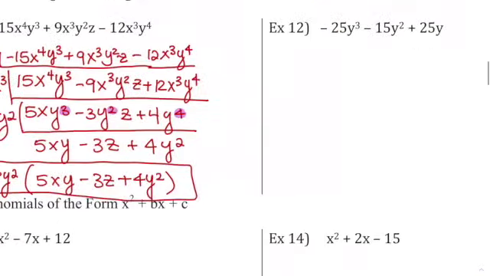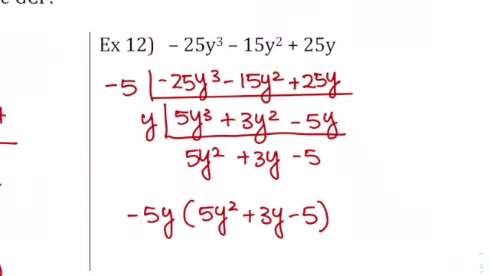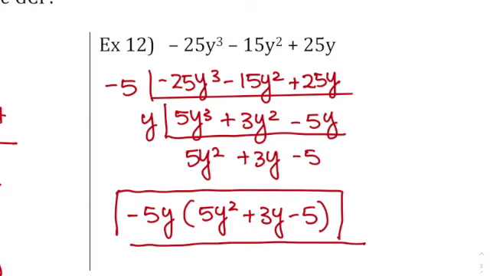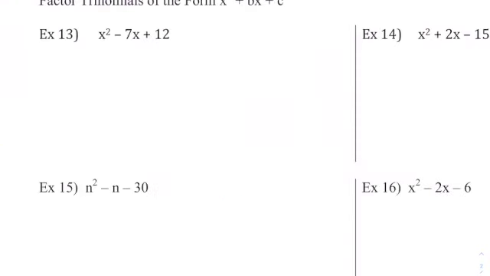Try number 12. The answer for example number 12 is just negative 5y times 5y squared plus 2y minus 5. On to the next thing.